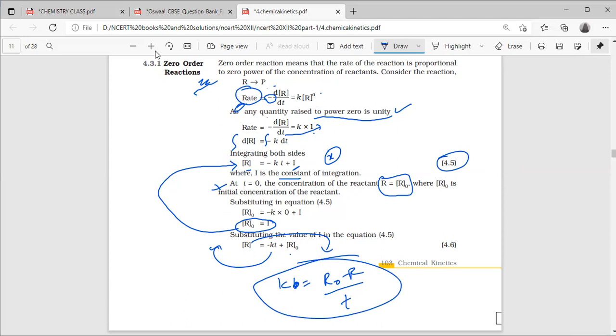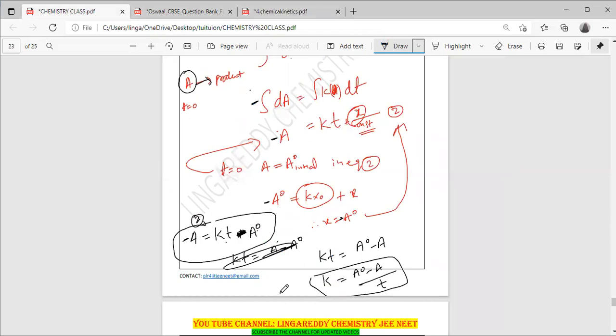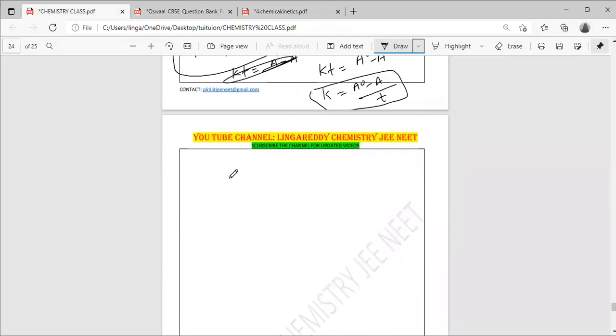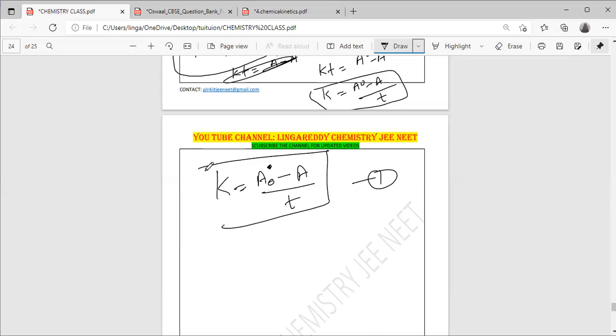Yes, sir. So what is this K here? K is the rate constant. A0, the 0 you can keep down. A0 minus A by T. It is one of the equations you need to remember for numericals. What is the K? Rate constant, for zero order. Now, next question, they will ask you half-life.